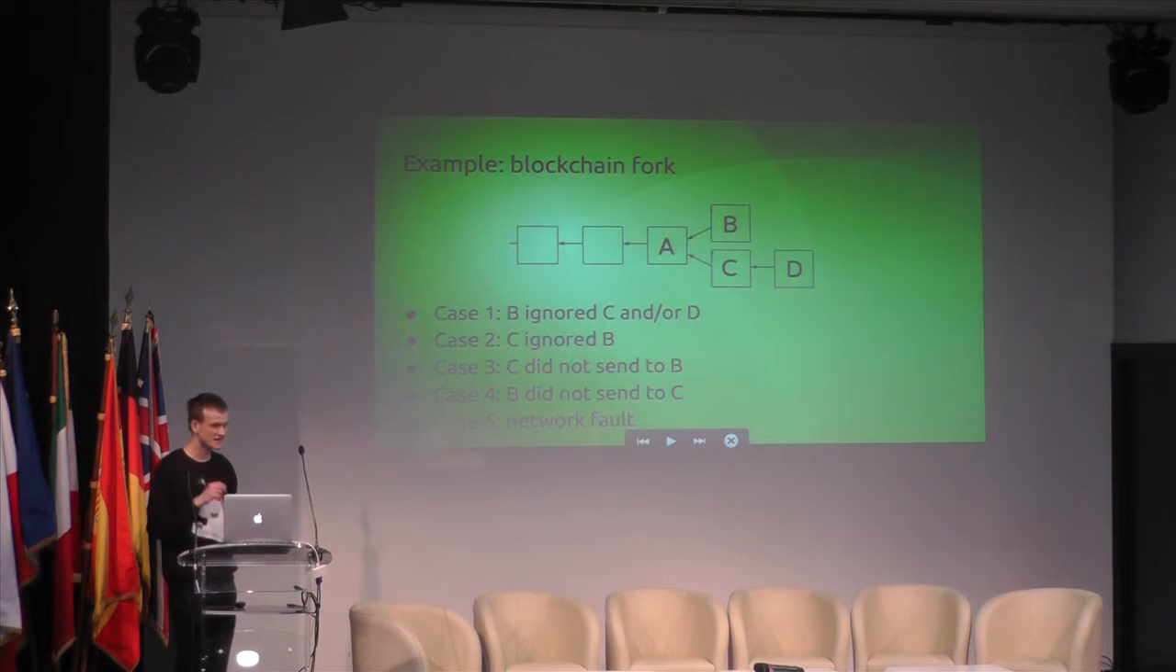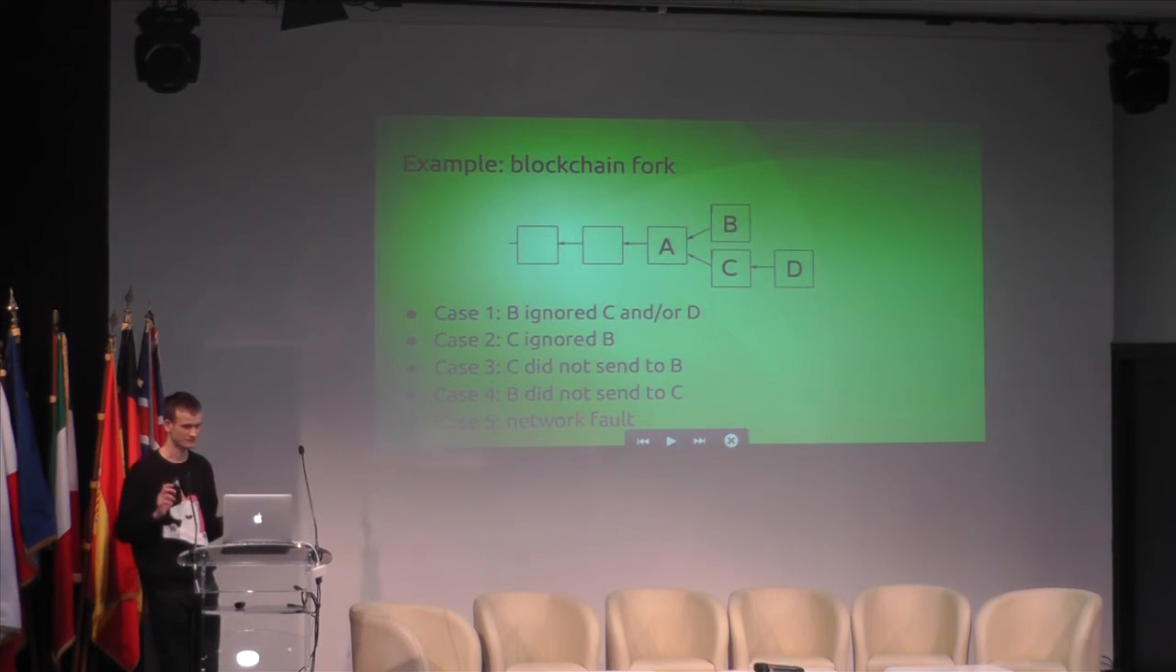Case 3, C did not send to B. It's entirely possible that the people in the network were colluding with each other in order not to send blocks to B. So even though blocks C and D existed, maybe they were not sent to B. And B only saw A, B kept building on A, and then later on the blocks were published. Case 4, the same thing except B did not send to C. And case 5, network fault.